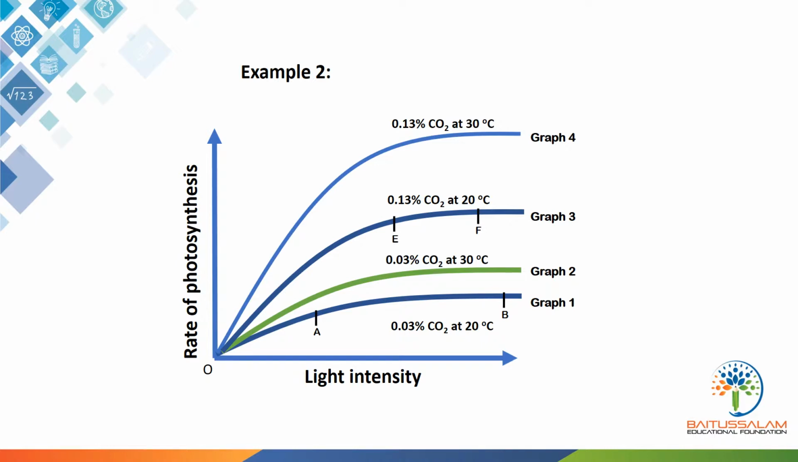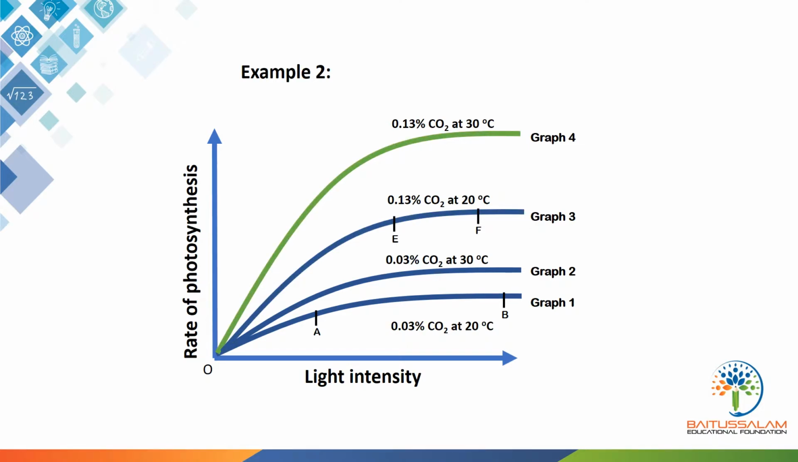For graph 2, increasing the temperature from 20 degrees Celsius to 30 degrees Celsius with the carbon dioxide remaining constant does not really affect the rate as shown in graph 2. Therefore temperature is not a limiting factor. For graph 3, when the temperature remains constant and the carbon dioxide concentration of the environment is raised to 0.13%, the rate of photosynthesis increases as shown in graph 3. Therefore carbon dioxide concentration is a limiting factor in AB in graph 1.